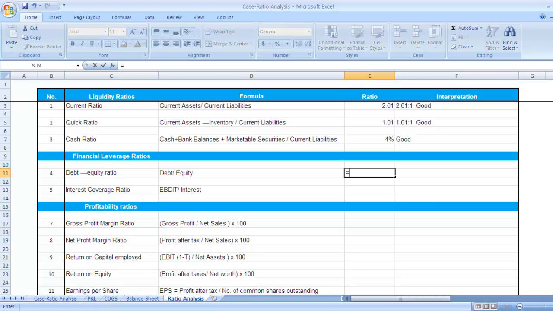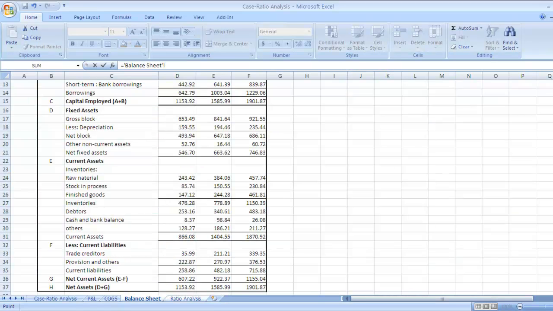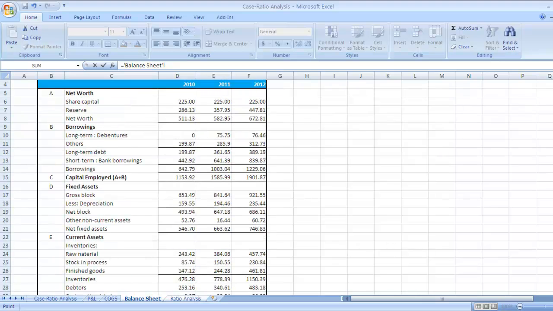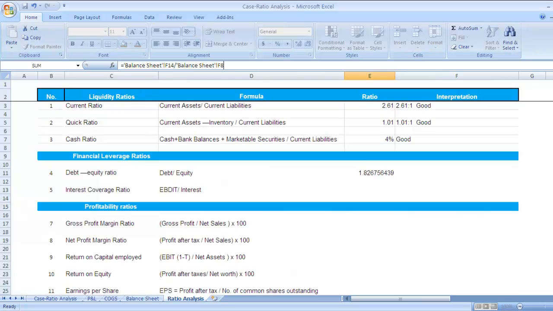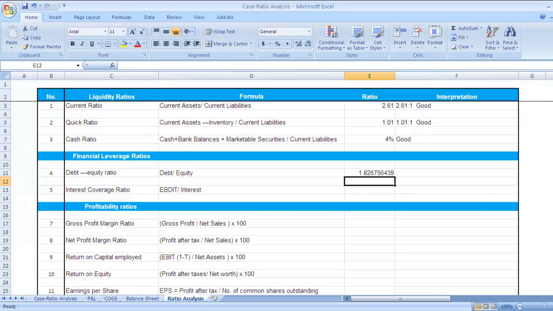Let's see total debt. We need to go to balance sheet. Okay, so total borrowings is 1229.06 divided by total net worth, which is 672.81. Then press enter. 1.82.